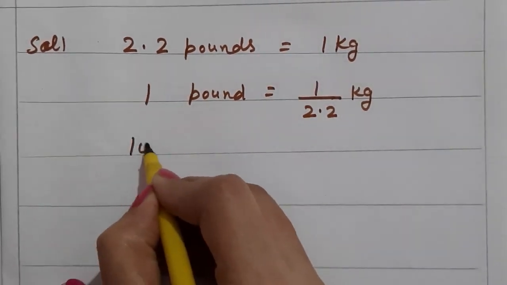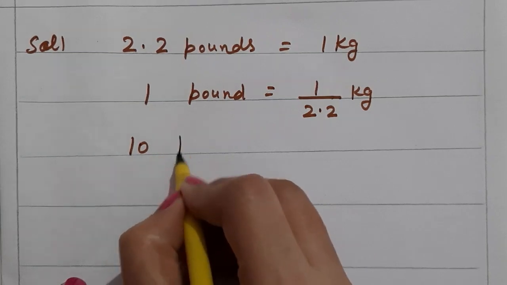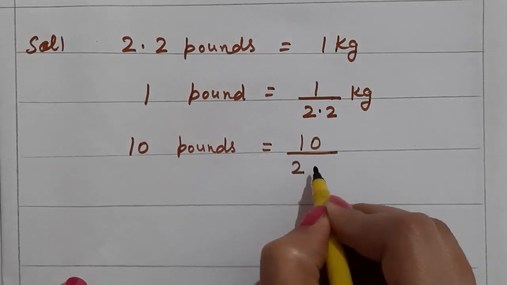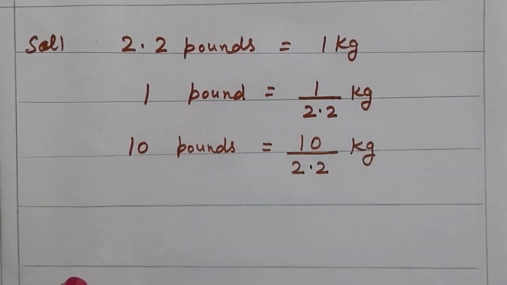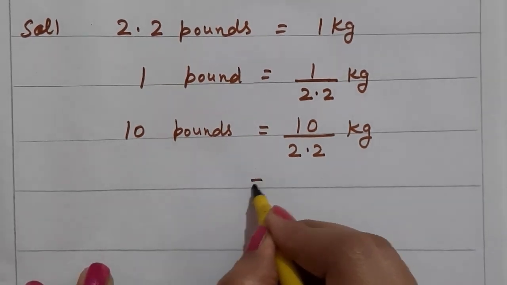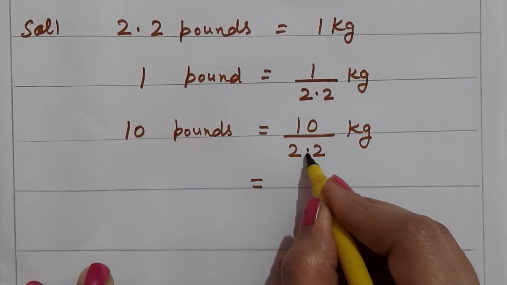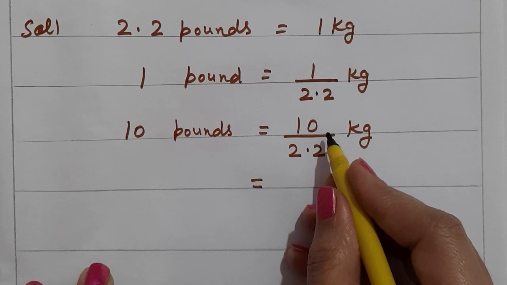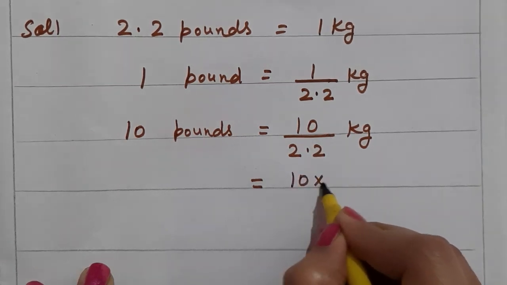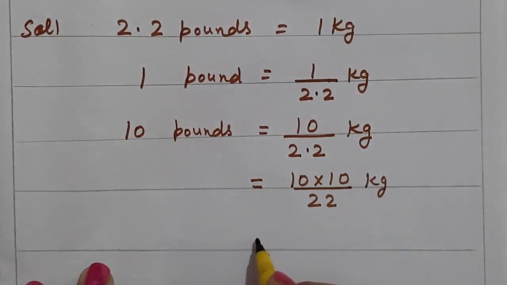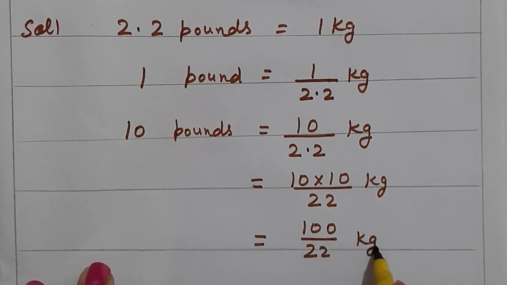Now she has lost 10 pounds. So 10 pounds is equal to 10 upon 2.2 kilogram. See very, very carefully, step by step we are doing. Now we will remove this decimal. When we remove this decimal, it will become 22 upon 10. Upon 10 will move to the numerator, so it will become 10 into 10 upon 22 kilogram. 10 multiplied by 10 will become 100 upon 22 kilogram.